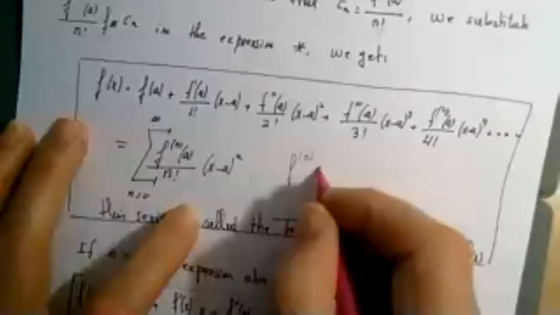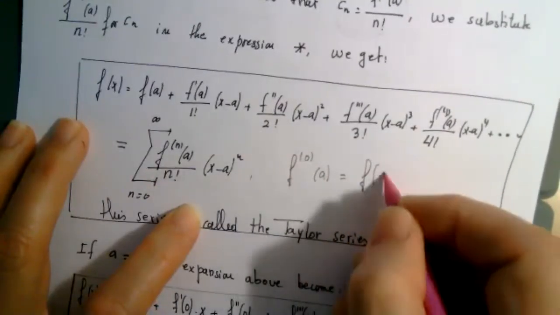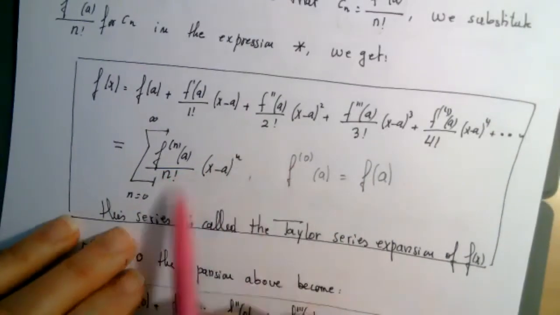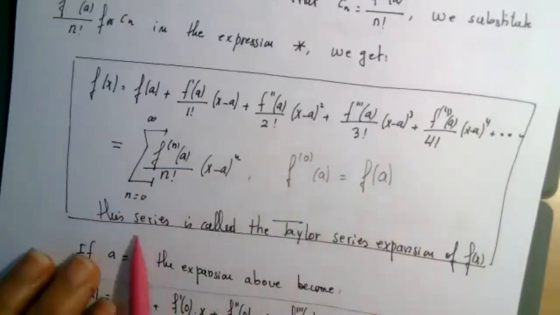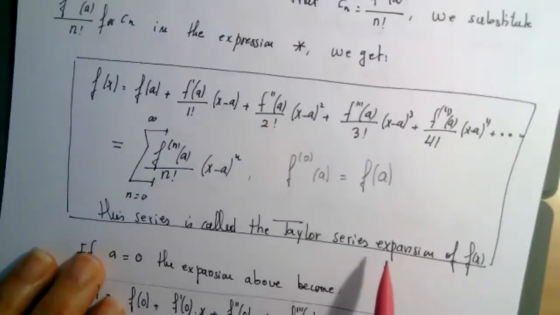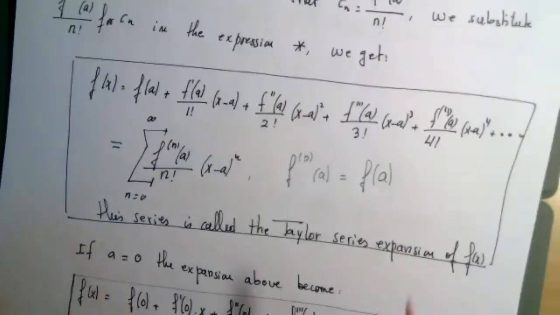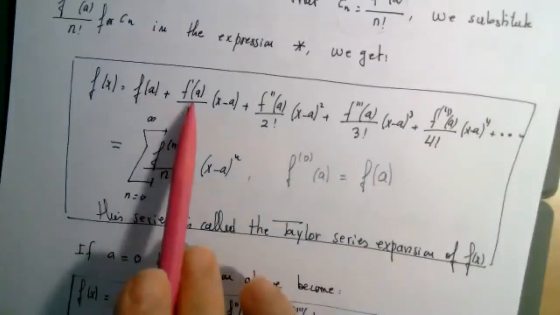f⁽⁰⁾(a) basically means the actual value of the function at a. So for this notation to make sense, if n is 0, this means the function itself at a. This series is called the Taylor series expansion of f at the point a. So the idea is, if you can write a function as a power series, these are the coefficients. So we know what the coefficients are.